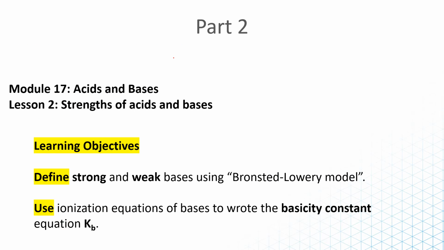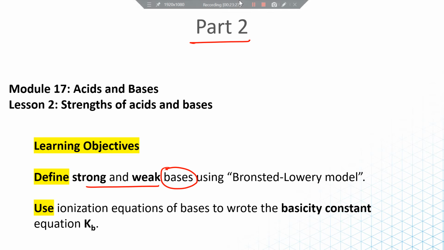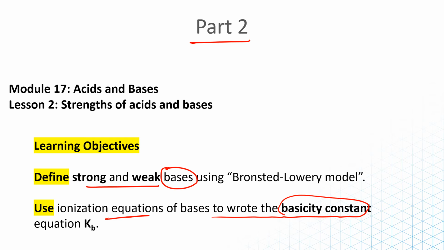Now we go to part 2, guys. So part 2 is the same as part 1, but now we are talking about bases, not acids. Okay? So we are talking about bases. So we'll define strong and weak bases, and we will use the ionization equations to write the basicity constant. Remember we had the acidity constant Ka; for the basicity constant equation, the B comes from base. Okay?